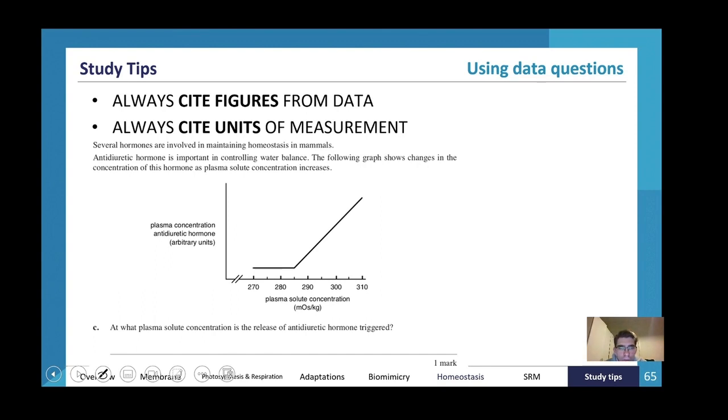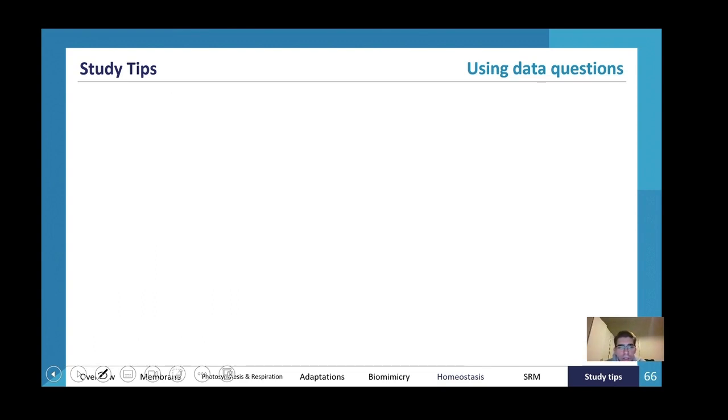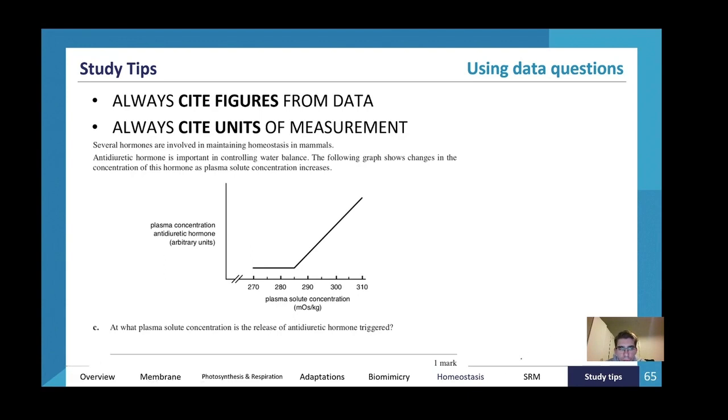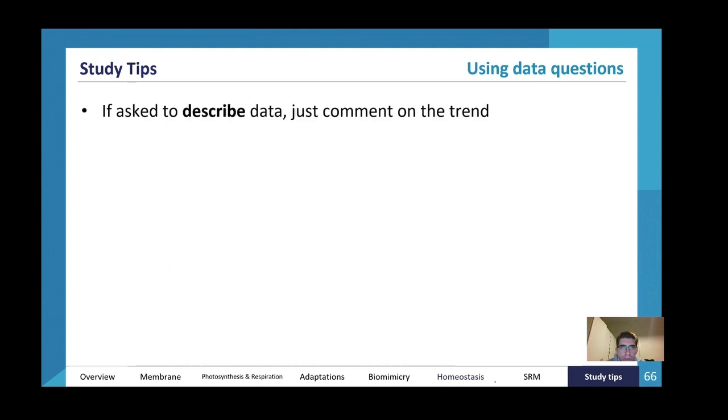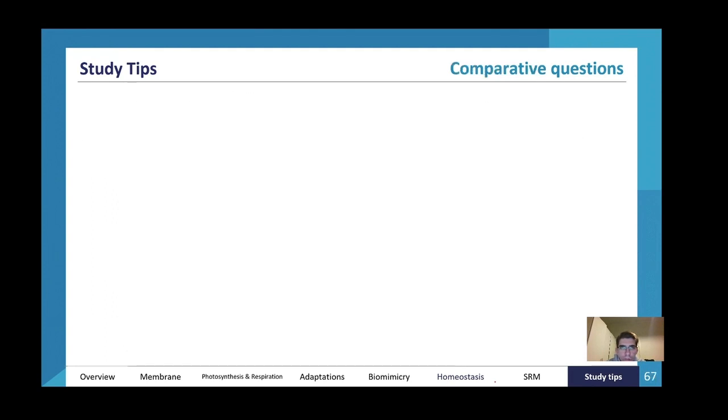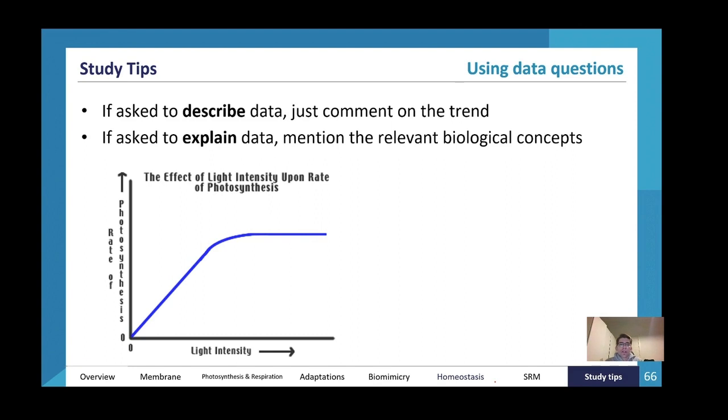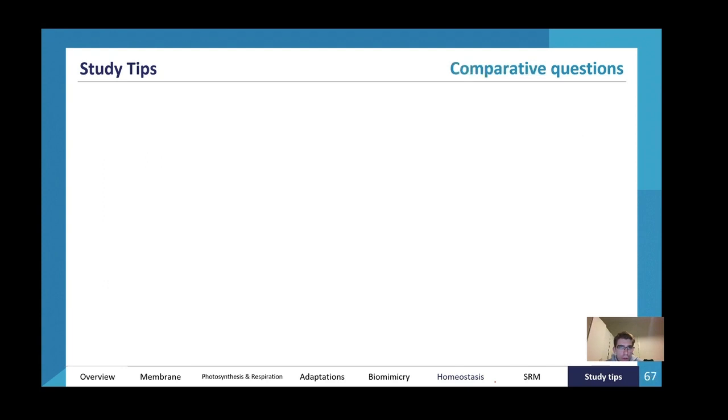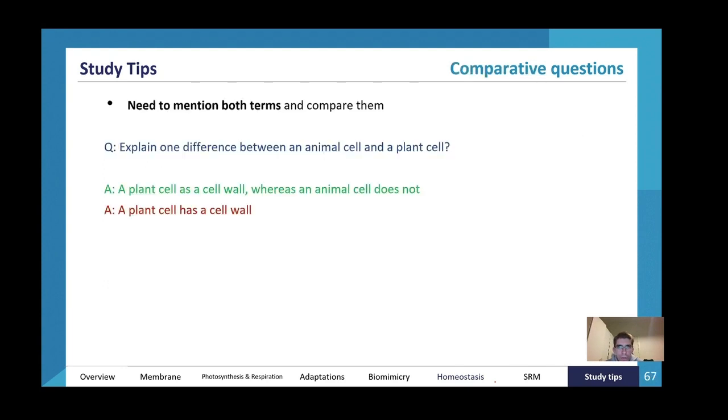Always quote figures from the data and always cite the units of measurement, because if you don't, you might miss out on some marks. Finally, if asked to describe data, just comment on the trend. If asked to explain data, mention the relevant biological concepts on why things happen the way they do.